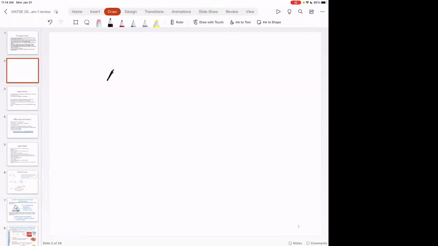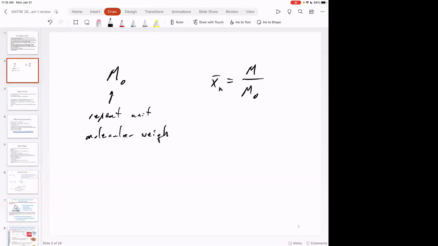what is M0? So you know how to use M0. Degree of polymerization equals molecular weight of the chain divided by M0. And so M0 is the repeat unit molecular weight. And if we put a little m or x bar n, the number average degree of polymerization, we get Mn, the number average molecular weight.